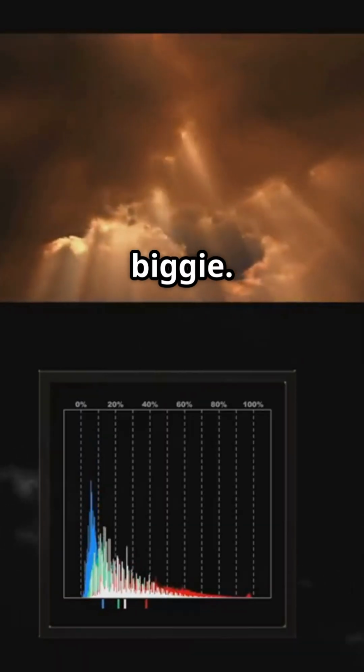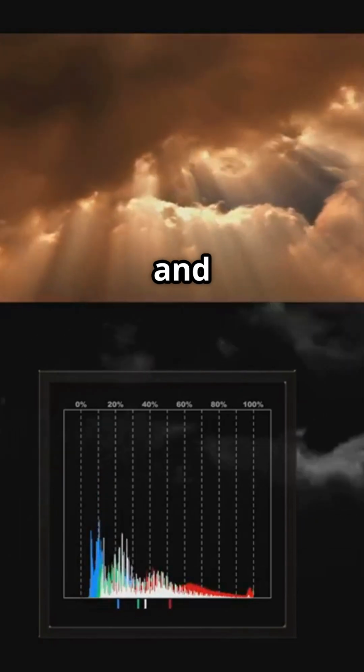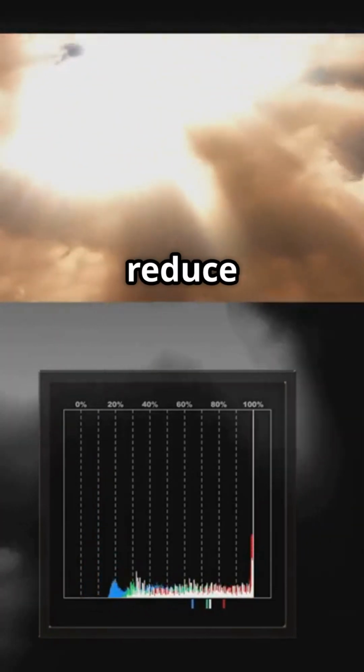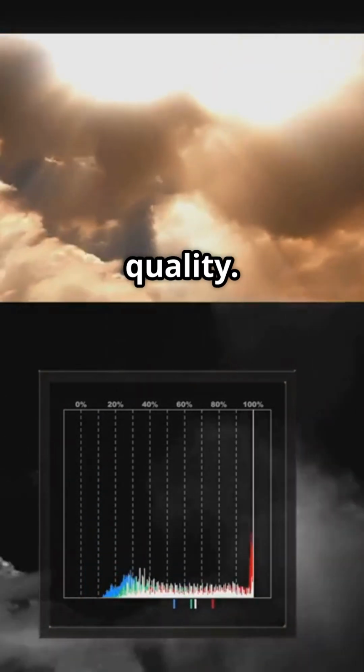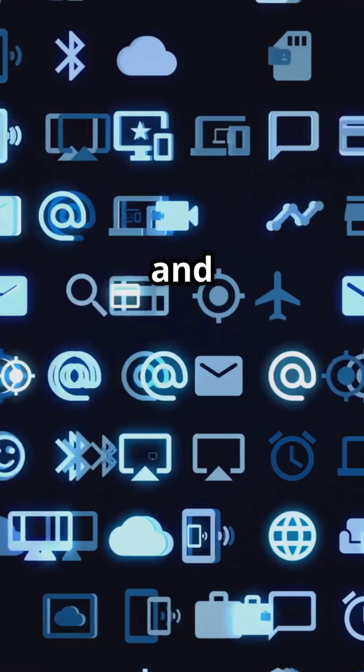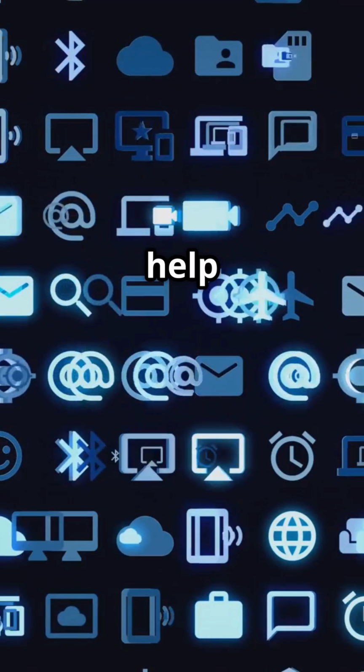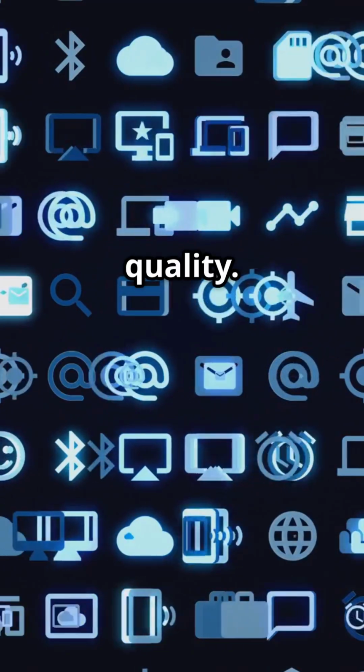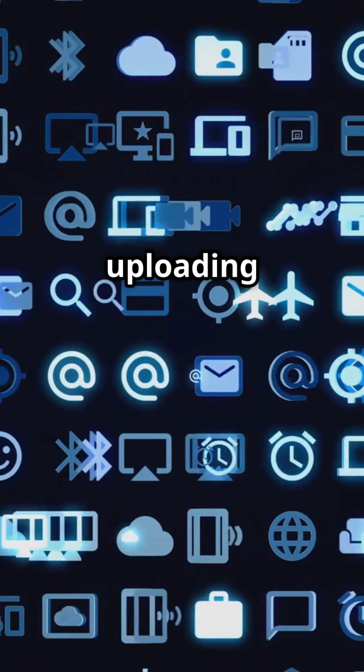Compression is a biggie. Video codecs like H.264 and HEVC help reduce file size without losing too much quality. This is essential for uploading or streaming.